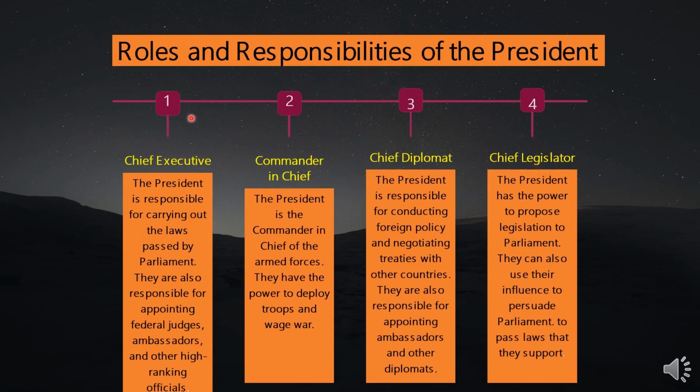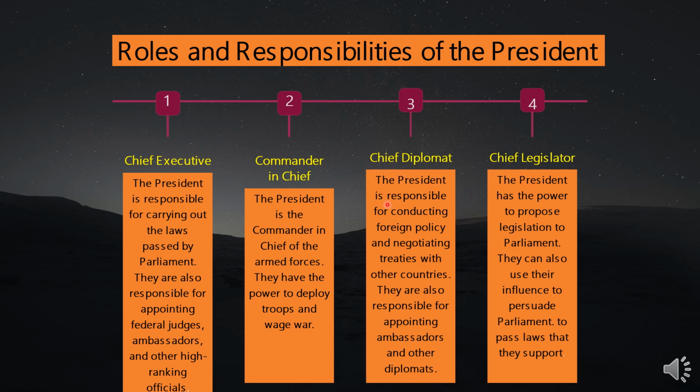Roles and responsibilities of the executive. The head of the executive acts as chief executive, commander-in-chief, chief diplomat, and chief legislator. The President is responsible for carrying out the laws passed by the Parliament. They are also responsible for appointing federal judges, ambassadors, and other high-ranking officials. The President is the commander-in-chief of the armed forces. They have the power to deploy troops and wage war.